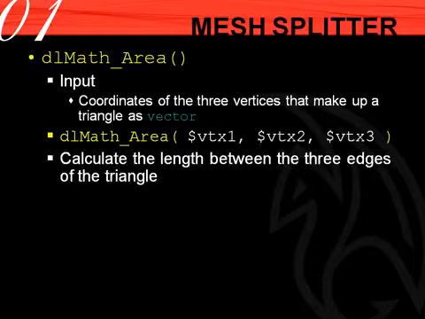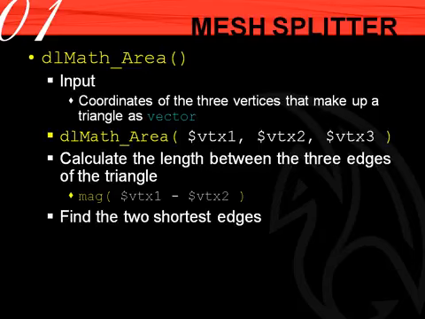So the first step, once we have our 3 vertices, is to calculate the length of the 3 edges of the triangle using the mag command. So again, mag of vertex 1 minus vertex 2. Then we find the shortest 2 edges. We can use a command in MEL called sort. What sort will do, either alphabetically or numerically, is order an array in ascending order from smallest to biggest, or from A to Z in the case of alphabetic order. And it's going to allow us to find the 2 shortest edges.